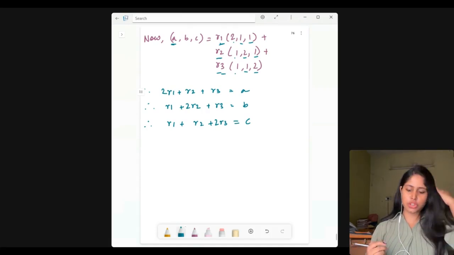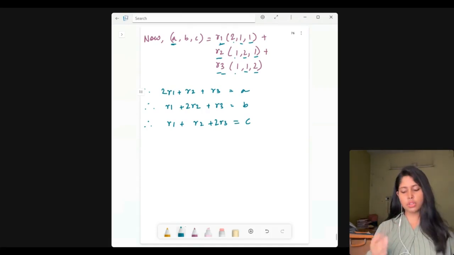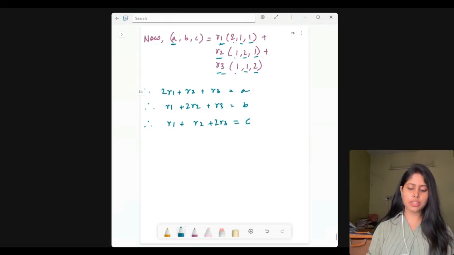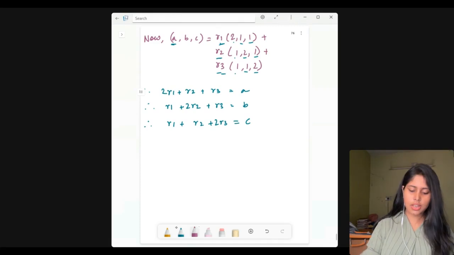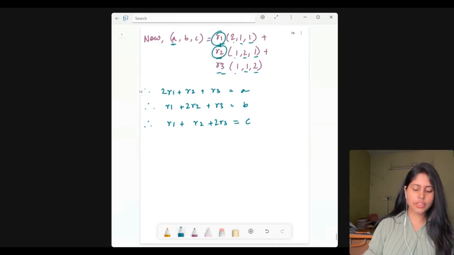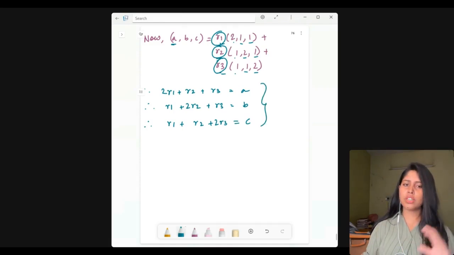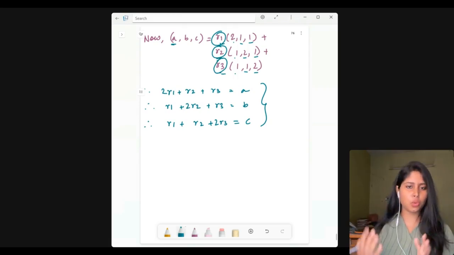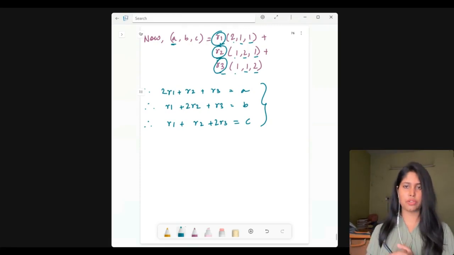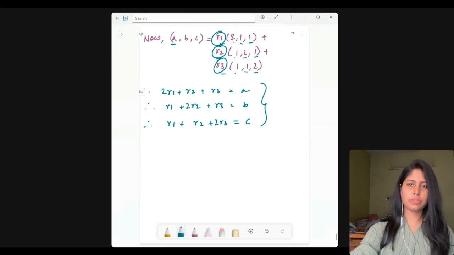system of linear equations, and we can get the unknown variables. Now here you can understand what our unknown variables are. It is this R1, R2, and R3. These are our unknown variables. And what are the constants here? This is the right hand side, which is A, B, and C. And what are the coefficients of R1, R2, R3? That will be our coefficient matrix, and we will use that. So let us see how we will use that.